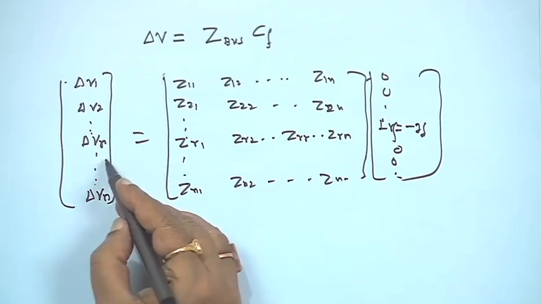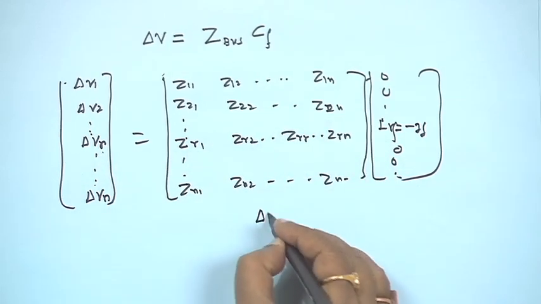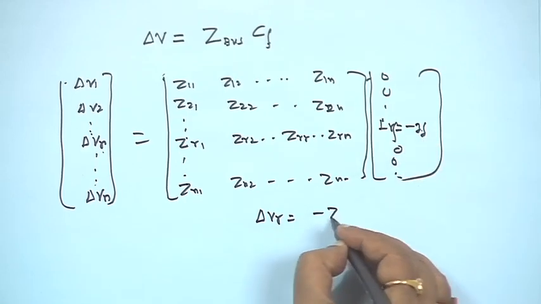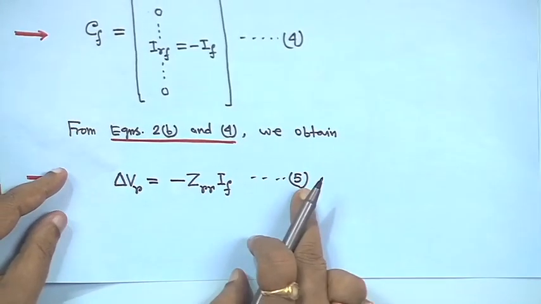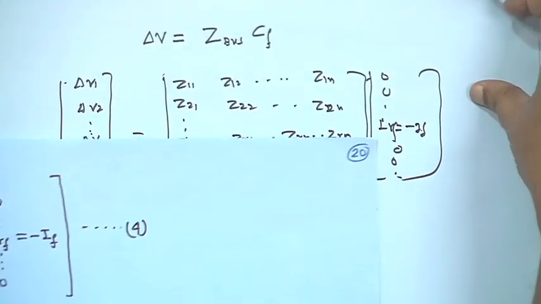So, when you take this, all will be zero, only ΔVR will remain, which is minus ZRR into IF. That is why we write ΔVR is equal to minus ZRR into IF. This is equation 5, right.